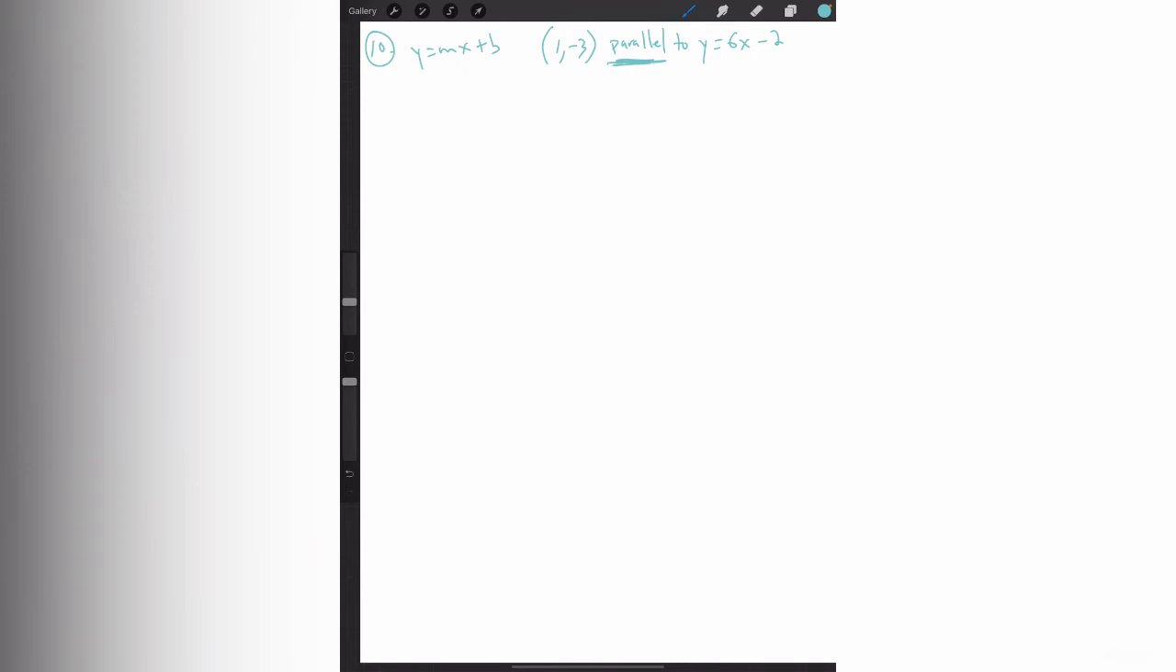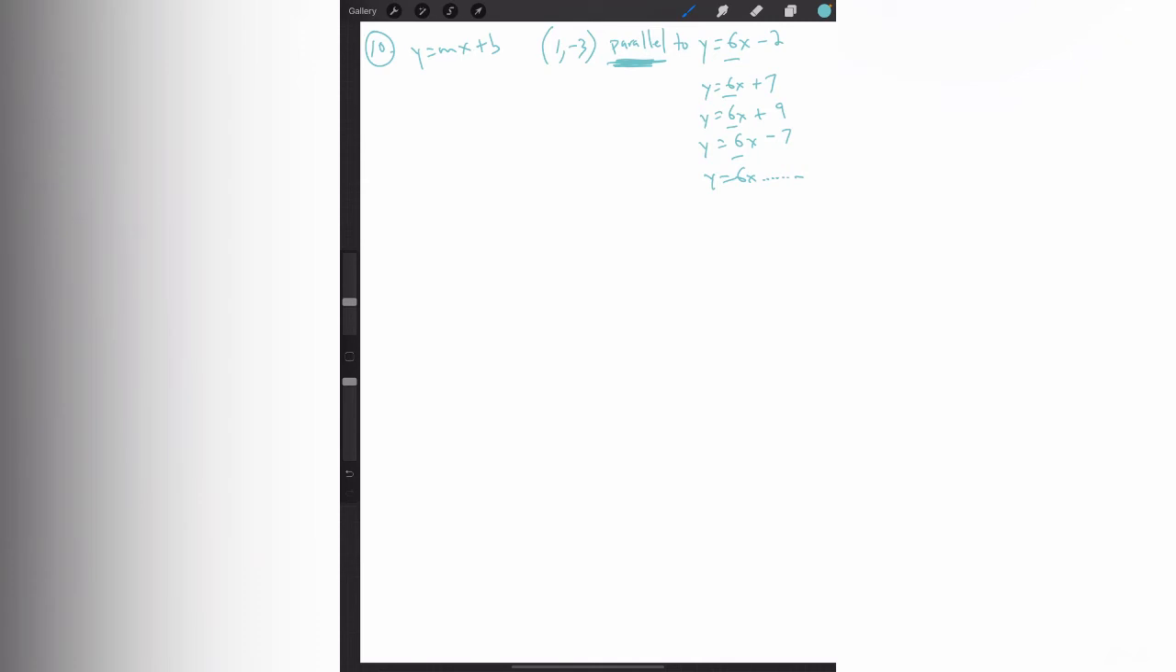Now, once again, this keyword parallel. A line parallel to this equation right here has the same slope, and my slope is 6. So examples of lines that are parallel would be like y is equal to 6x plus 7, or y is equal to 6x plus 92, y is equal to 6x minus 7. As long as they have that 6 in front of the x right there, that means it's parallel. So you could say y is equal to 6x and then anything, right? This line is going to be parallel.